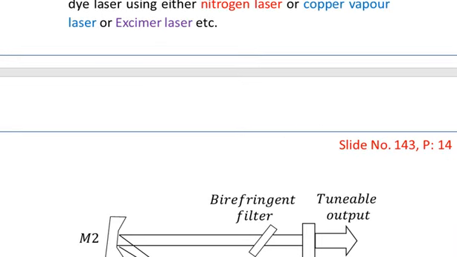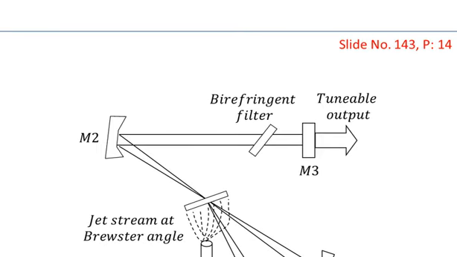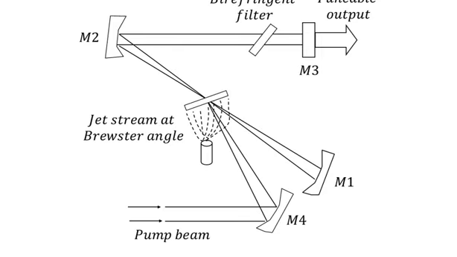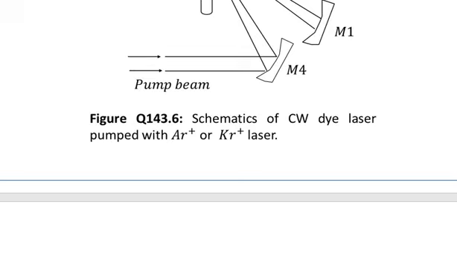Okay, the next para. Since page number 13 is missing, and page number 13 was also describing page number 14, let me explain page number 14 by myself. So this is figure number 6, and this gives you the schematic of the continuous wave dye laser pumped with the argon ion laser or with the krypton ion laser.